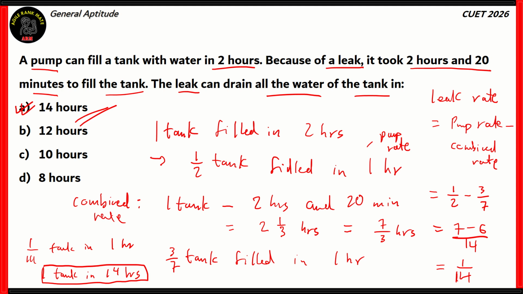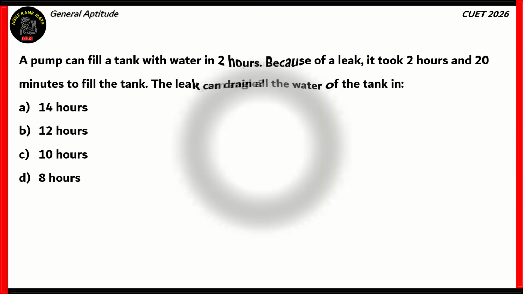Basically, if you are given certain values, like something can be filled in X hours, then the reciprocal of that would be the rate of filling per hour. Using that, we can find both the pump rate and the combined rate, and then the leak rate can be determined from there by simple subtraction. And then using the reciprocal again, we can find the total hours taken for the tank to be empty, which in this case is 14 hours. So option A, 14 hours, turns out to be correct.